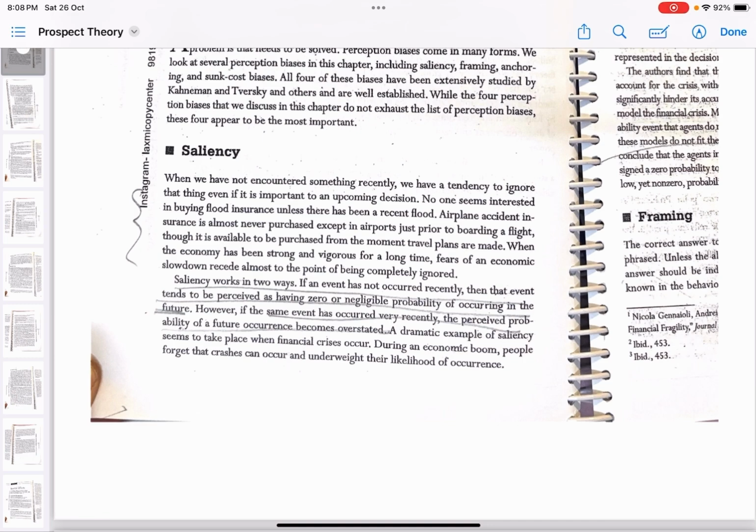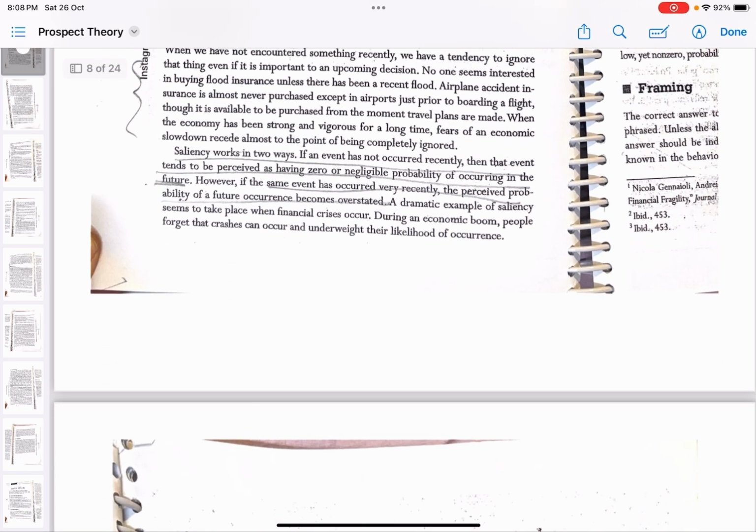If something hasn't happened recently, then you just assume that this situation might never happen again. That's not the right way of thinking about it, but that's how the human mind functions, and that is what comes under saliency. So the moment you hear the term saliency, the first thing that should come to your mind is that saliency is a type of perception bias. And secondly, saliency means that until and unless something important really occurs right now, you won't assume that it is very important.